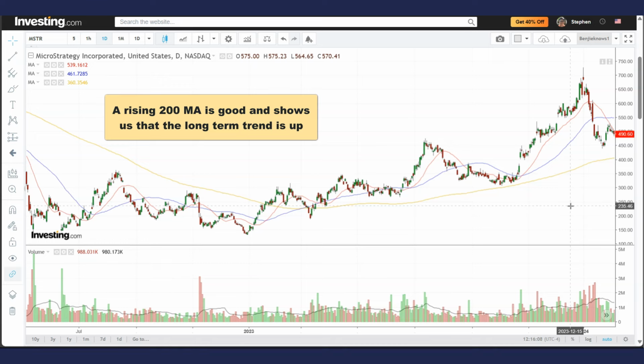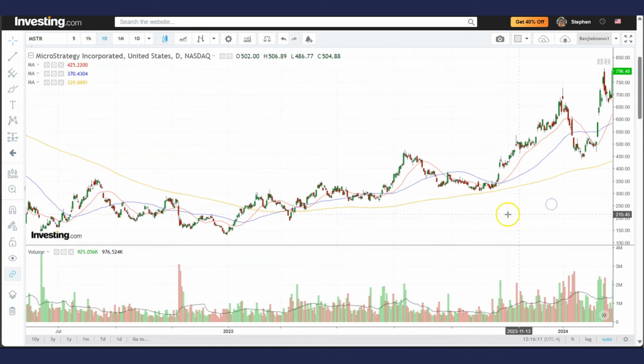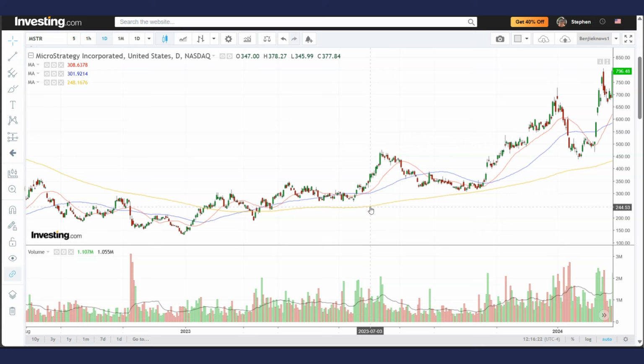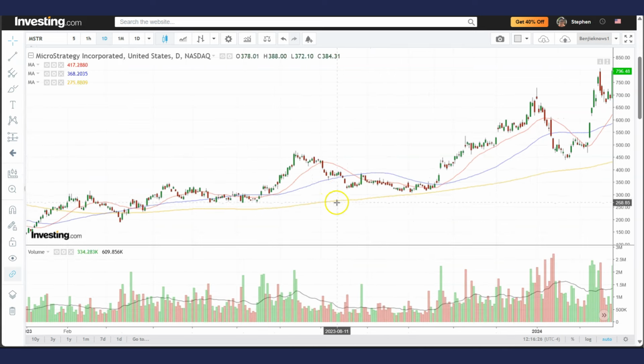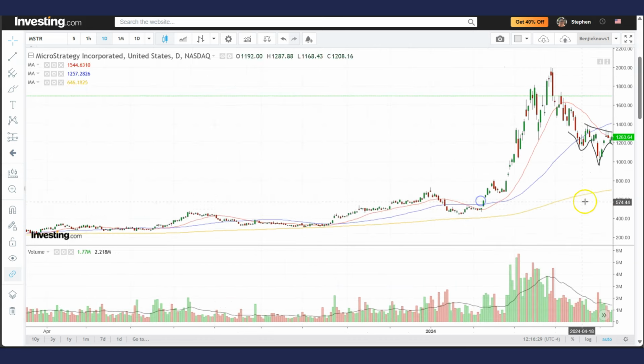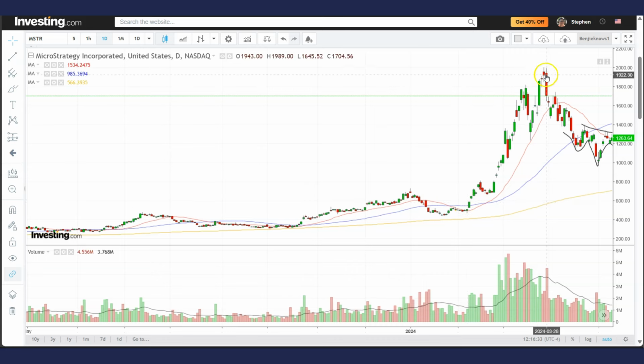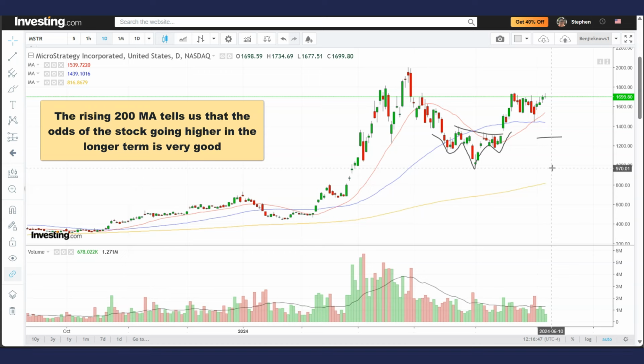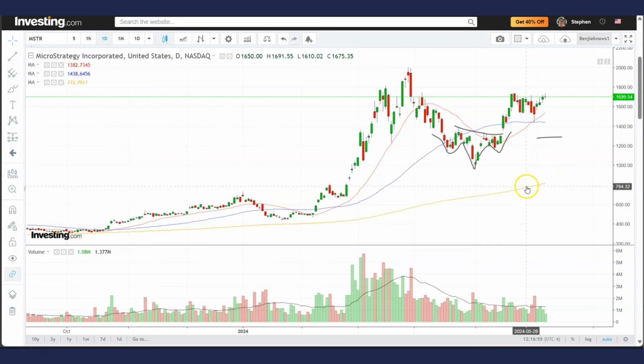So here's a very simple tool that you can use to determine whether you can invest in the stock or not. Only invest or trade in the stock if it is above the rising 200 MA, and from about here, July 2023, it became a very investable and tradable stock. You can see here the 200 MA rising, and the stock has been going up all the way here despite some corrections here and here. This stock has been in a long-term uptrend, and the 200 MA is still rising, and this tells us that the odds of the stock going up in the long term are very good. For us at the Stock Market channel, I highly recommend that you only trade and invest in stocks that are above the rising 200 MA.